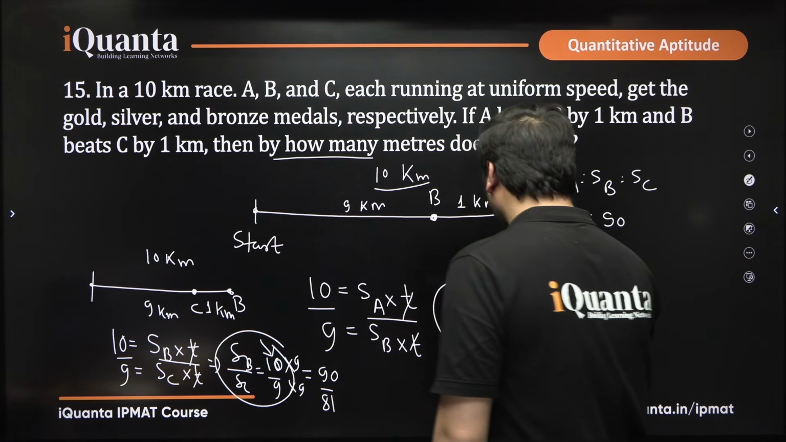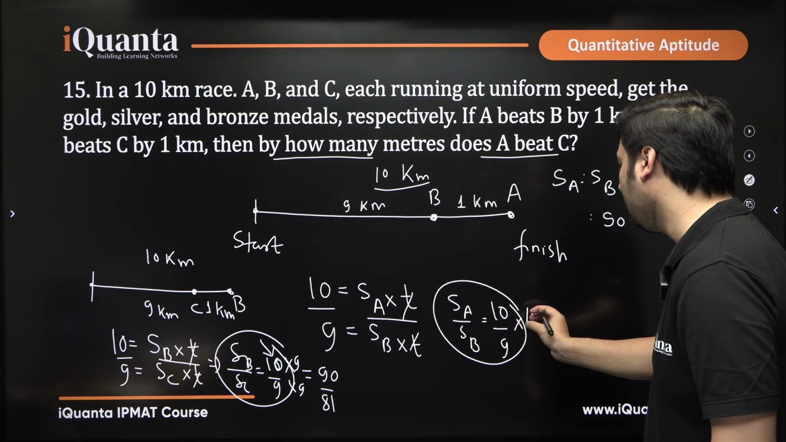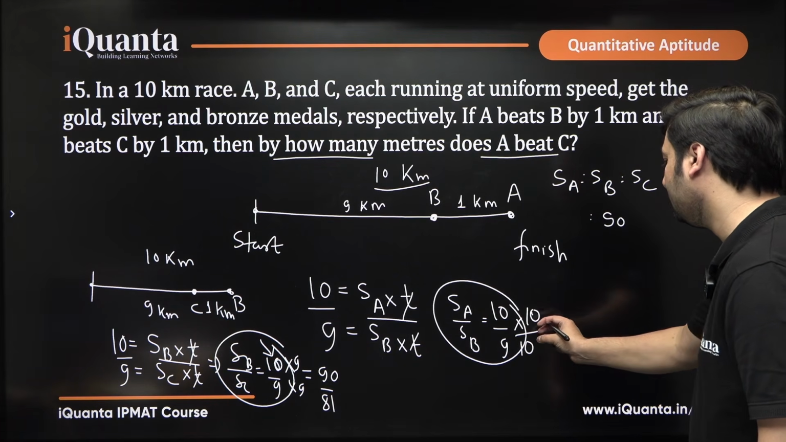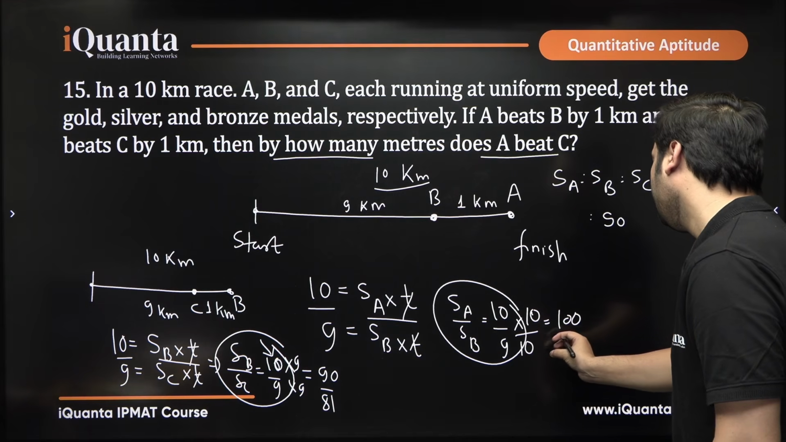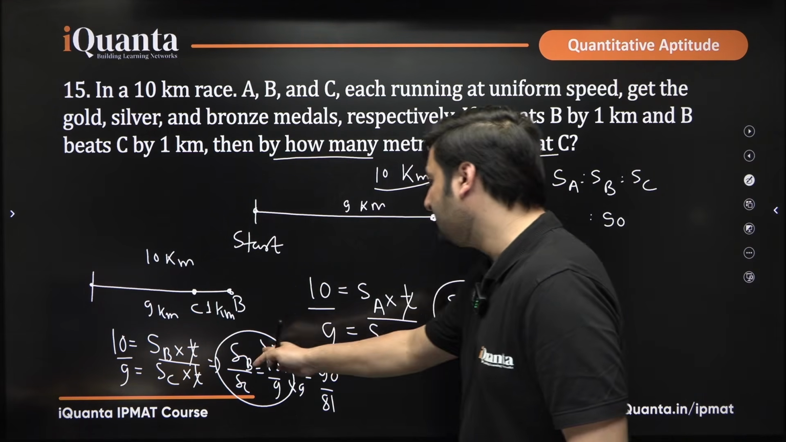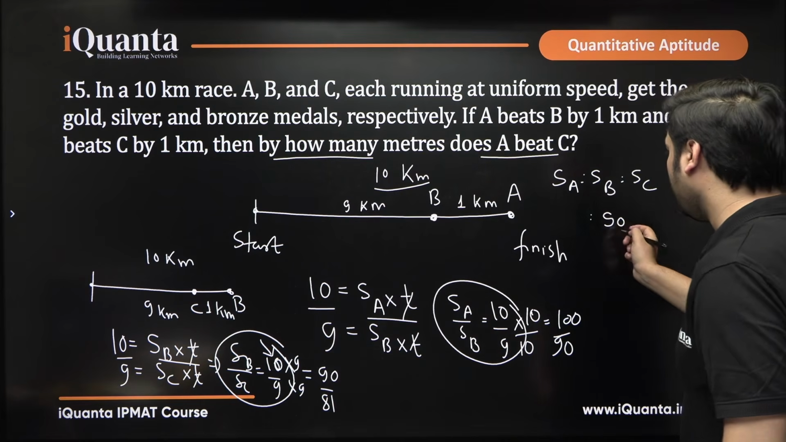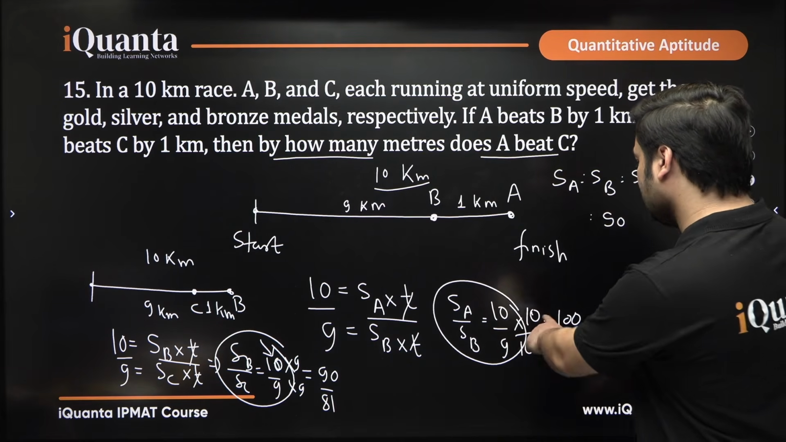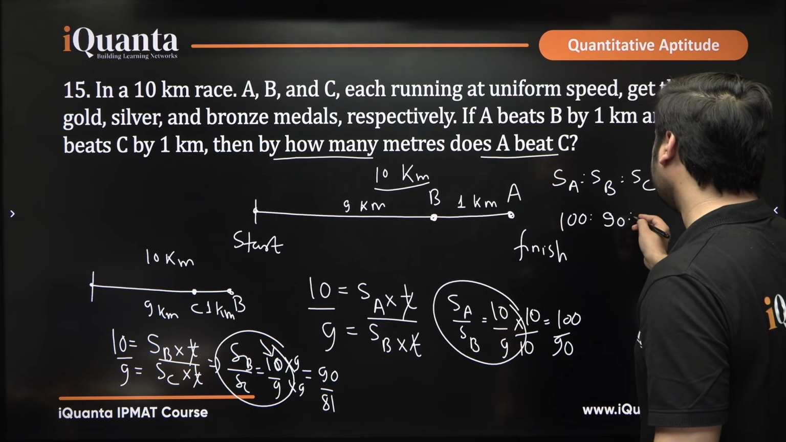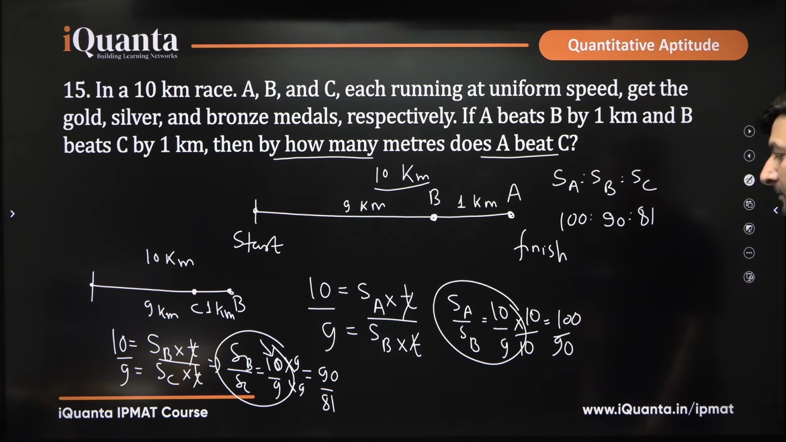Here also you have to make SB 90. So, if you multiply the denominator by 10 to make it 90, you have to multiply the numerator by 10 as well. So, what do you get? SA upon SB is 100 by 90. SB upon SC is 90 by 81. Can you write SA ratio SB ratio SC as 100, 90 and 81. These are the ratio of their speeds.